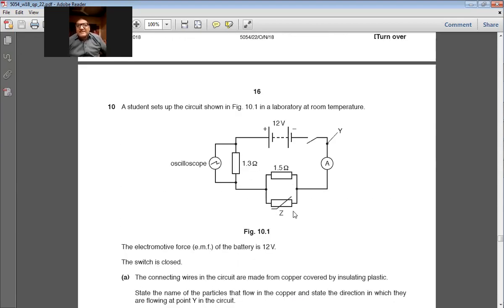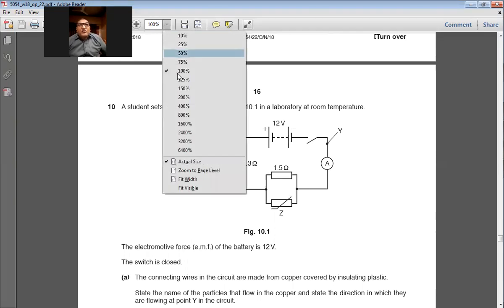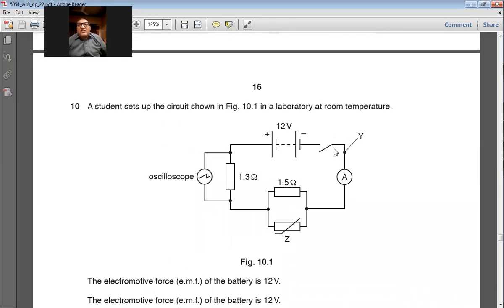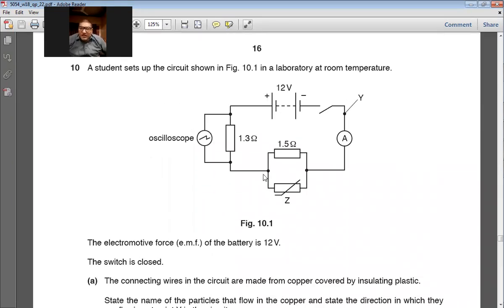So this resistance is 6 ohm. This is 1.5 ohm, and this is 1.3 ohm. If you want to find out the resistance of the total circuit, it is very easy. You see, these two are connected in parallel to each other, so you can find out their total resistance.